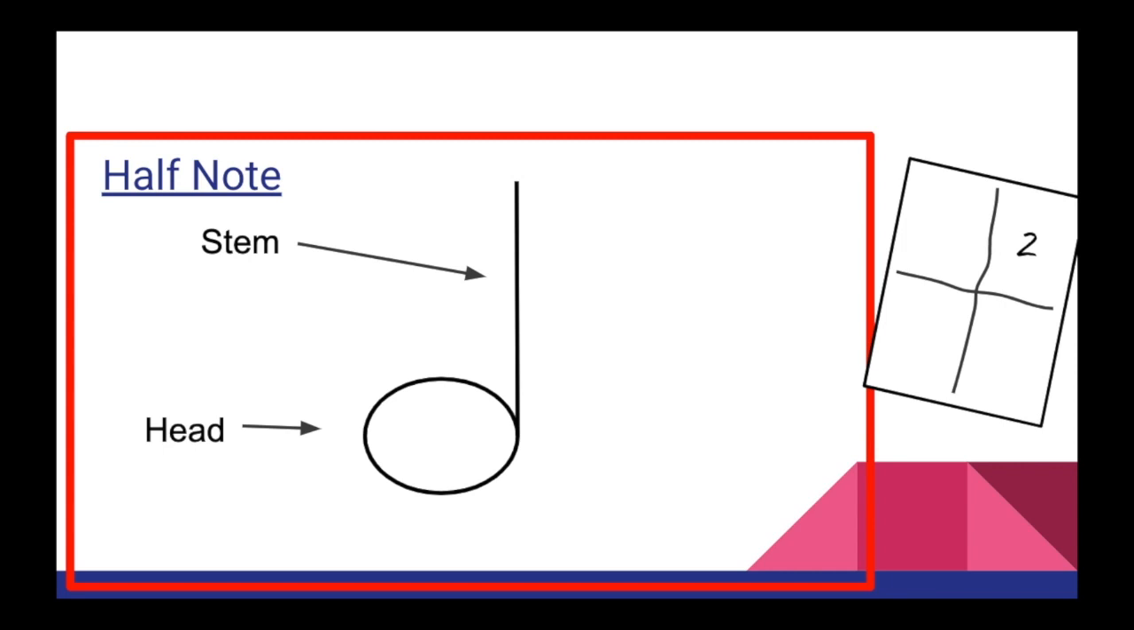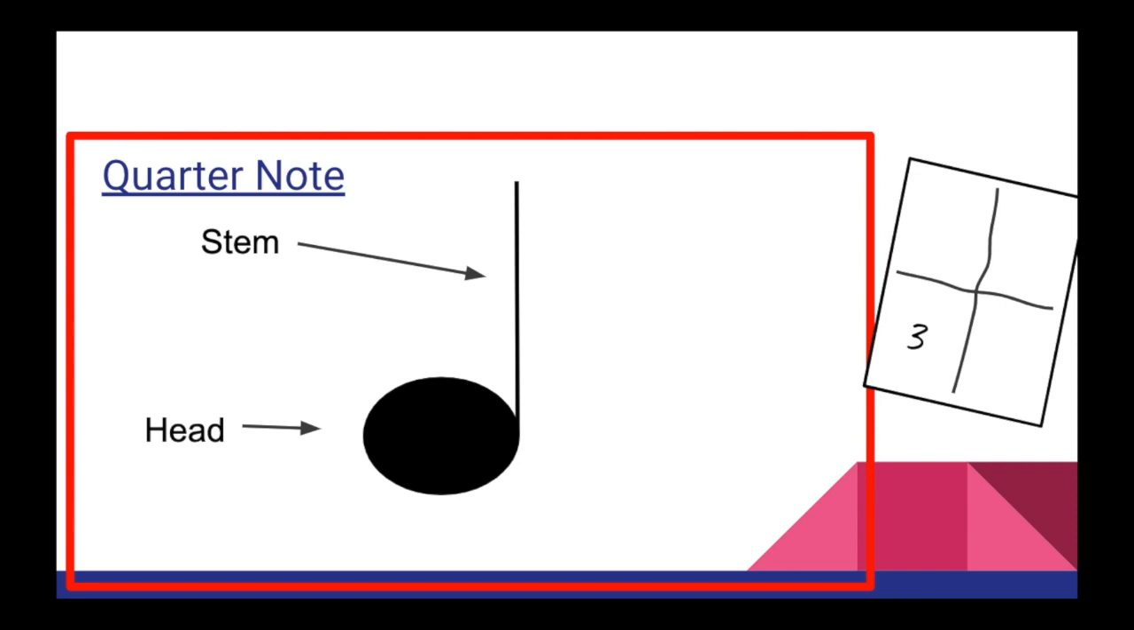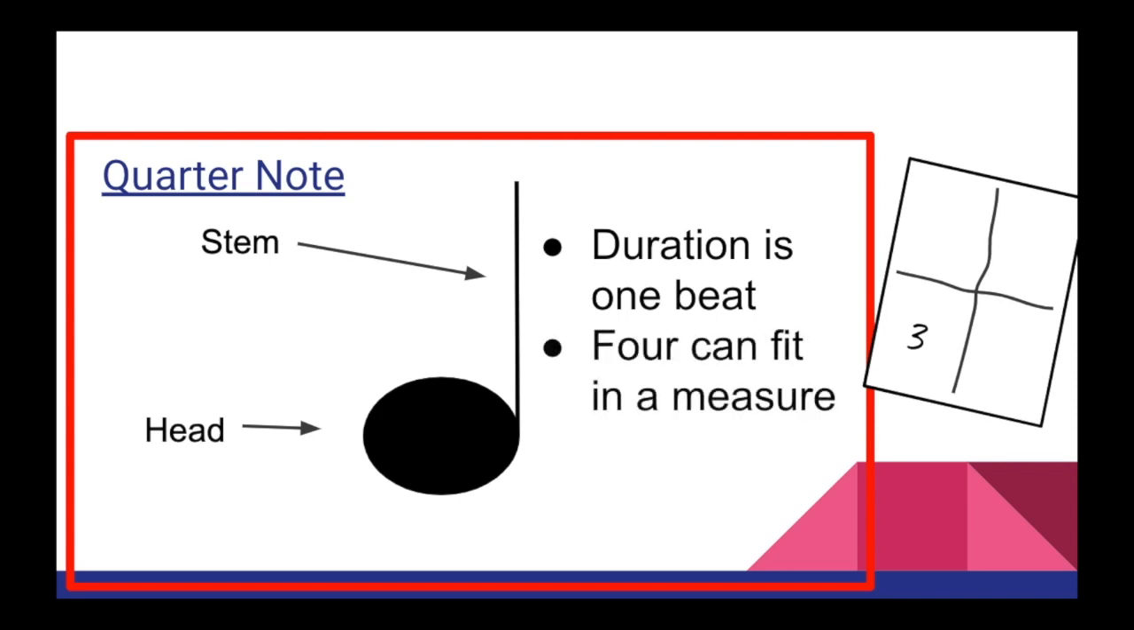Moving on to that second quadrant where we have the half note. A half note, by contrast, is 2 beats long. And because a measure is 4 beats, we can fit 2 half notes. A quarter note, moving on to the third quadrant, the duration is 1 beat. And therefore, 4 of them can fit in a measure.